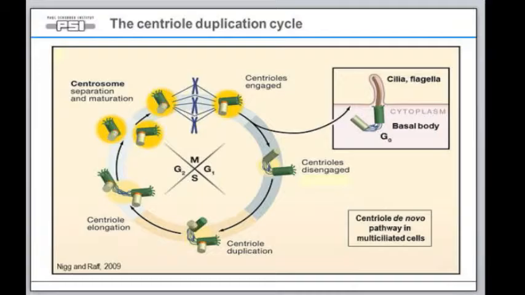In multiciliated cells, besides this template-based mechanism, there is also a de novo pathway where the cell can generate many centrioles and basal bodies for producing multiple cilia.